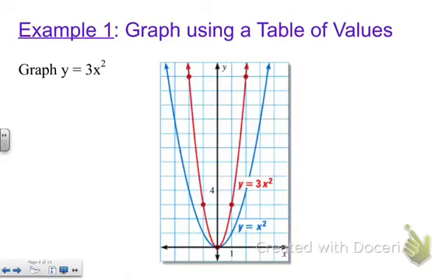So just to show you, in the red is what we just graphed, which was y equals 3x squared. And in the blue is the parent function that we talked about, y equals x squared. So that's the very basic one. And as you can see, the 3x squared got skinnier. So that number next to it made it a skinnier graph.